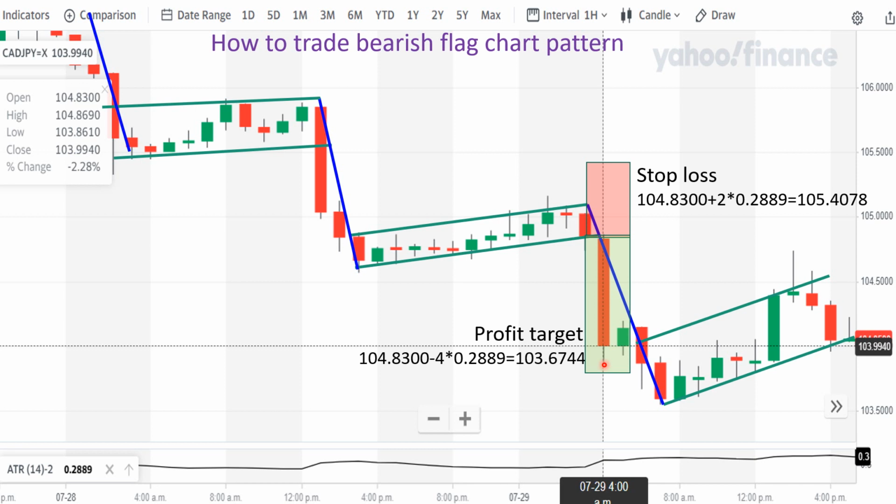So whatever method you're using, your stop loss should not be so tight that it kicks you out of the trade because there is not enough room to breathe. And your stop loss should not be so wide that you get a poor reward risk ratio. So this is basically how to trade the bearish flag chart pattern.